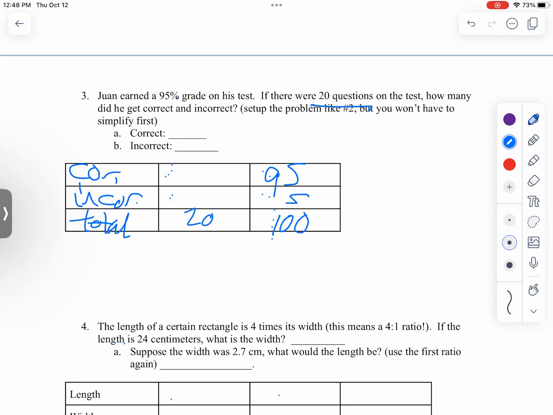So if there's 20 questions on a test, then 20 times 5 is 100. So then something times 5 is 5. Well, that's 1. And then something times 5 is 95. So then you think backwards, 5 into 95, and that will get you 19. The reverse of multiplying is dividing. So he had 19 questions right and only 1 wrong.